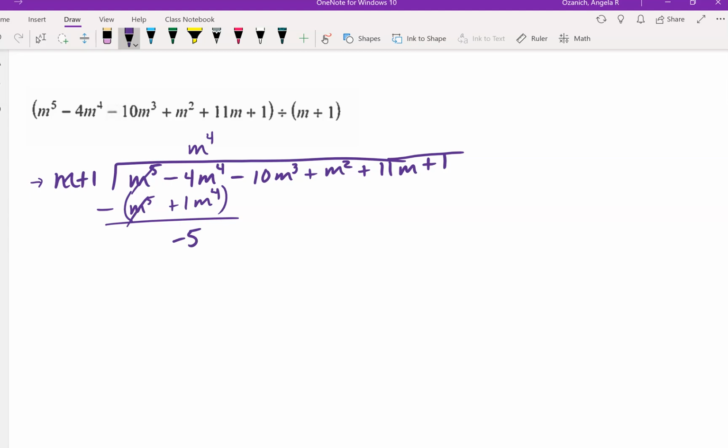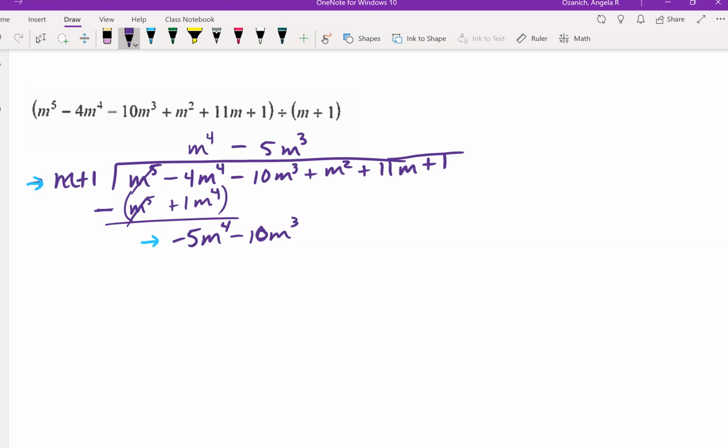Hopefully you guys aren't here to shout at me if I make a mistake, so hopefully this will go okay. -5m because it's -4 minus 1. Then we bring down our -10m cubed. It's looking like a 6, but it is a 10. And you ask yourself again, what do I multiply m by to make it a -5m to the 4th? Oh yeah, it's going to be a -5m cubed.